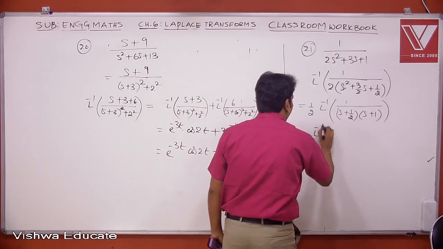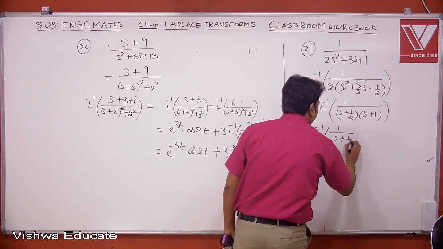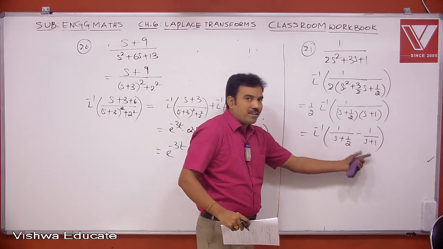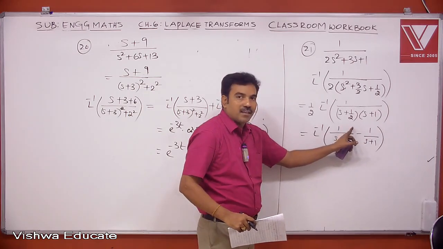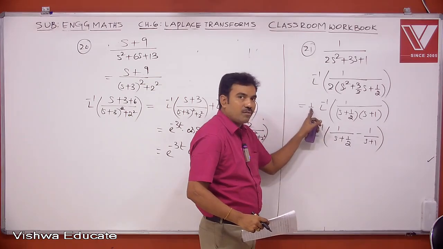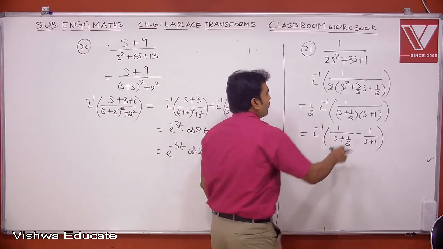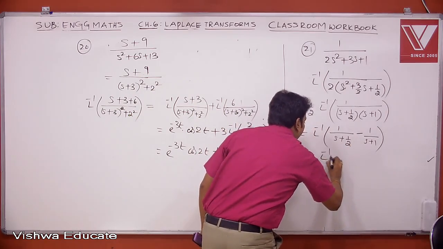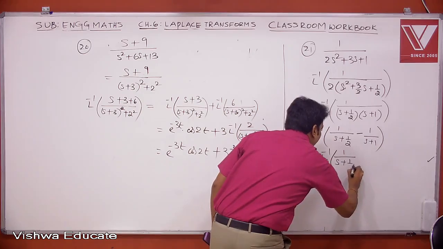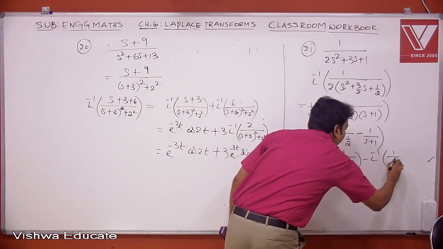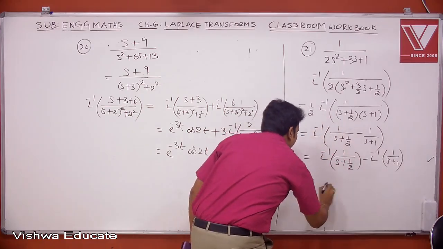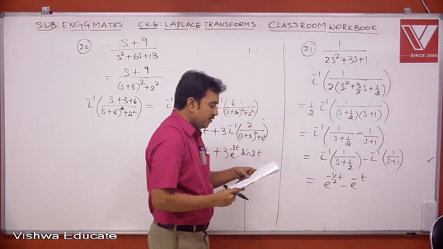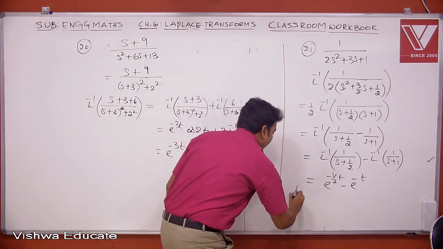Therefore, we can write it as L inverse of 1 by s plus 1 by 2 minus 1 by s plus 1. Simplify this: in the numerator you will get s plus 1 minus s minus 1 by 2, that is 1 by 2. Already we have 1 by 2. So the total expression is L inverse of this. Now we have a minus symbol, apply the linear property: L inverse of 1 by s plus 1 by 2 minus L inverse of 1 by s plus 1. So this is e power minus 1 by 2 t, and this is e power minus t. Therefore this is option number A.